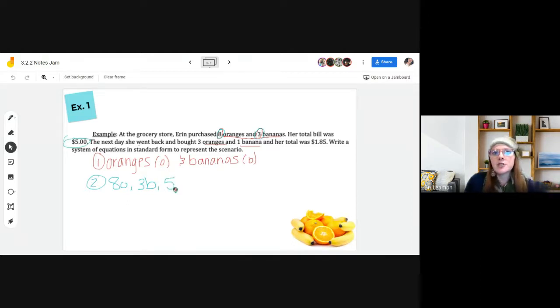Now we have to find our 2 math words. So how are we going to connect these all together? So if we look at that first sentence there, we have Erin purchased 8 oranges and 3 bananas. Her total bill was $5. Yeah, I know Scott's one of them, our total. So we're going to have an equal sign. And then what is the other word? There is one more word in there that is going to connect our bananas and our oranges.